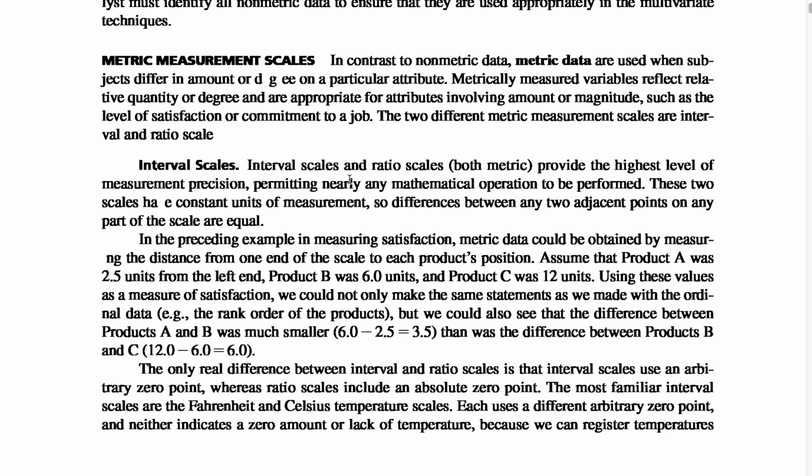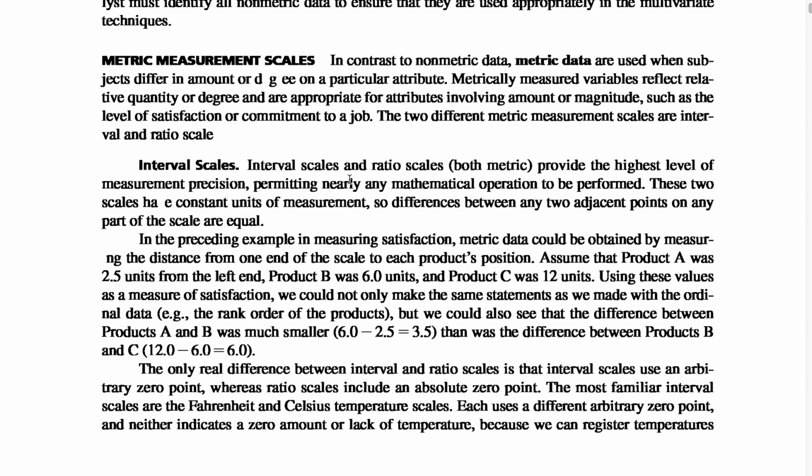Assume that product A was 2.5 units from the left end, product B was 6.0 units, and product C was 12 units. Using these values as the measurement of satisfaction, we could not only make the same statements as we made with the ordinal data, for example, the rank order of the products. But we could also see that the difference between product A and product B, 6.0 minus 2.5, is equal to 3.5, while the difference between product B and C, 12.0 minus 6.0, is equal to 6.0.